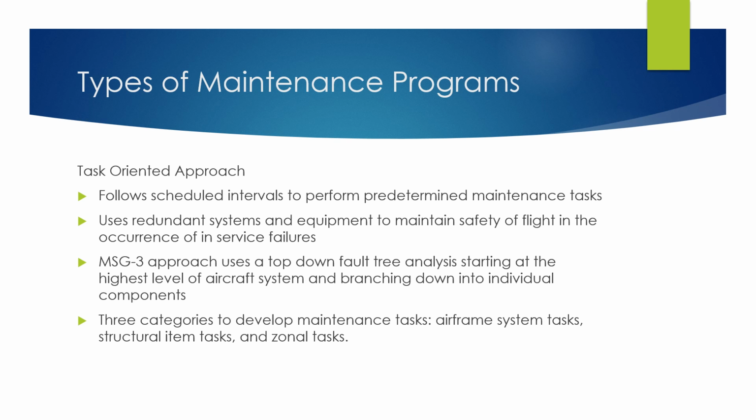Now with the task-oriented approach in MSG3, they're using a top-down fault tree analysis starting at the highest level of aircraft systems and branching down into individual components. And then the MSG3 system uses 3 categories to develop maintenance tasks. So it divides the airplane and its systems into 3 task types: airframe system tasks, structural tasks, and zonal tasks.